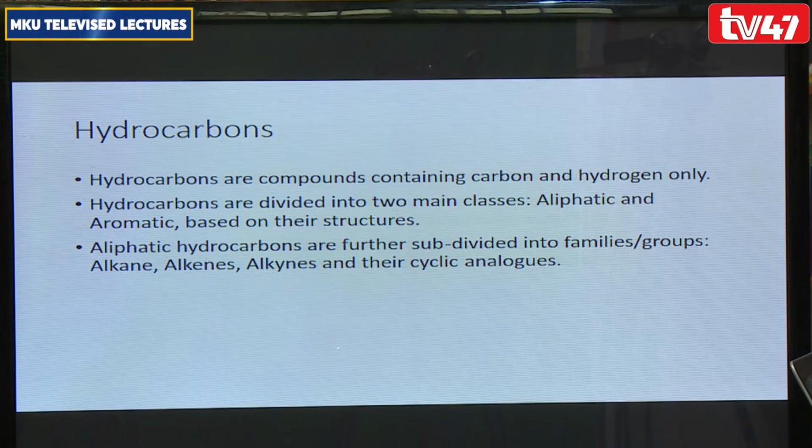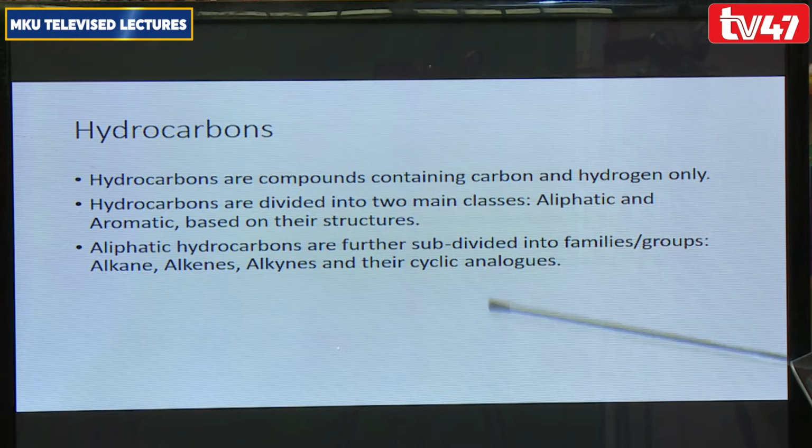Now, within hydrocarbons, we can divide the hydrocarbons into two main classes, that is what are referred to as aliphatic hydrocarbons and what are referred to as aromatic hydrocarbons. We will not go into the area of aromatic hydrocarbons, which is a chemistry on its own. We shall basically deal with aliphatic hydrocarbons. The difference is that whereas aliphatic hydrocarbons can exist either in chain forms, that is no rings, aromatic hydrocarbons only exist in ring forms.